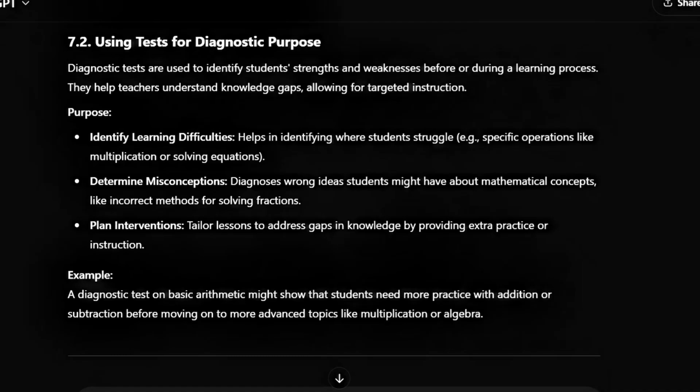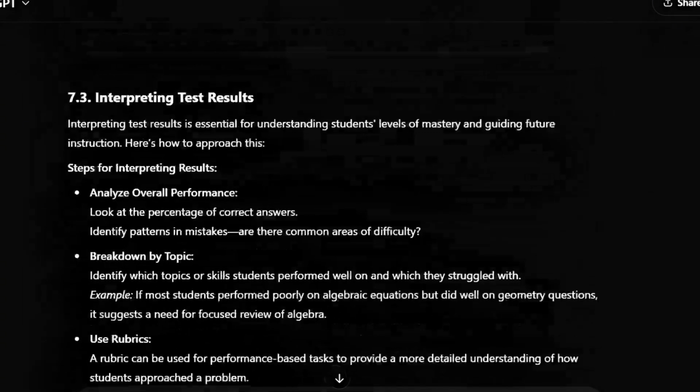Plan interventions: tailor lessons to address gaps in knowledge by providing extra practice or instruction. Example, a diagnostic test on basic arithmetic might show that students need more practice with addition or subtraction before moving on to more advanced topics like multiplication or algebra.